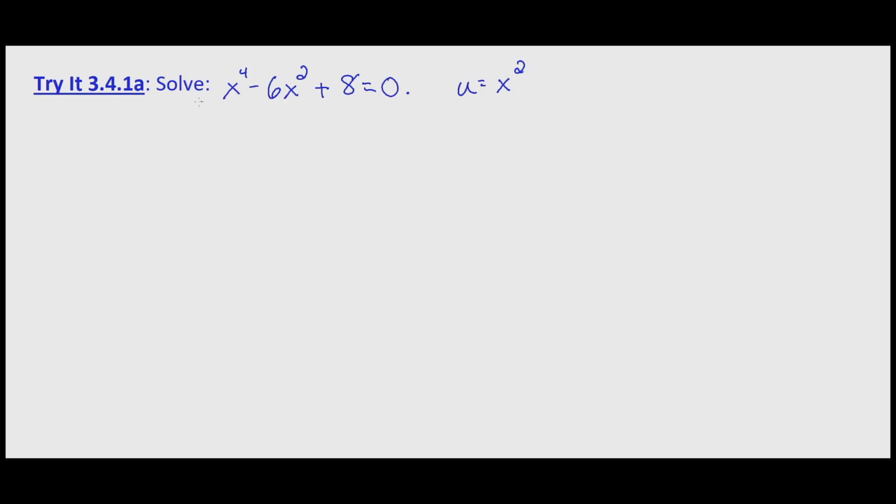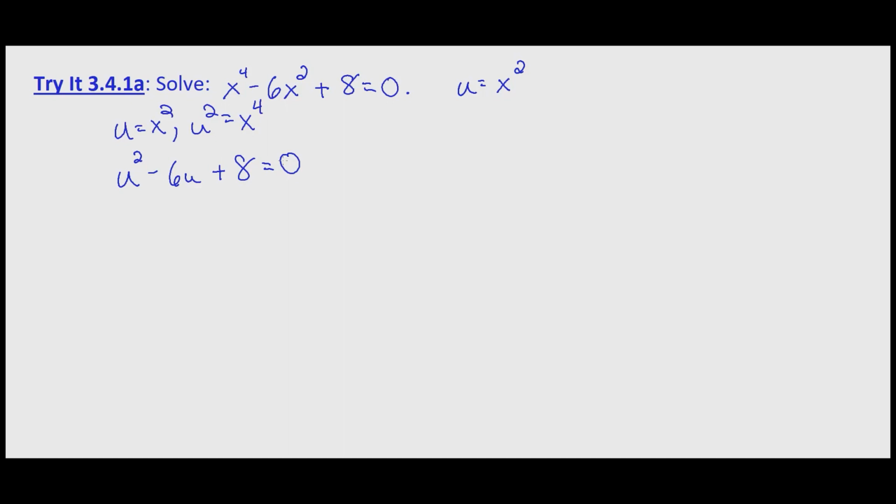And then we'll put this equation in terms of u. So we'll have u squared, because u equals x squared, that gives us the equation u squared equals x to the fourth. So then the equation becomes u squared minus 6u plus 8 equals 0.